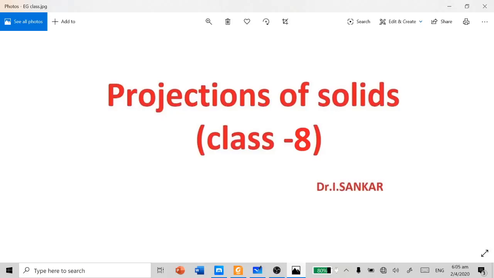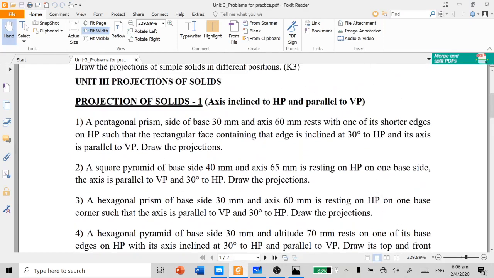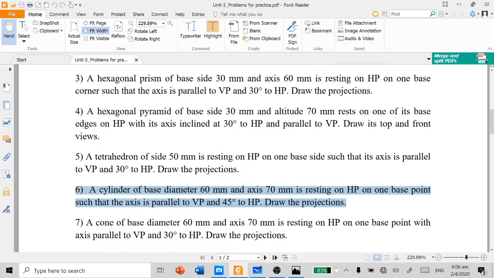Welcome dear students. In this video lecture we are going to solve a projections of solids problem in our problem set, problem number 6. So we are working with projections of solids problems under the category solid axis inclined to HP and parallel to VP. So far we solved 5 problems, and now problem number 6.